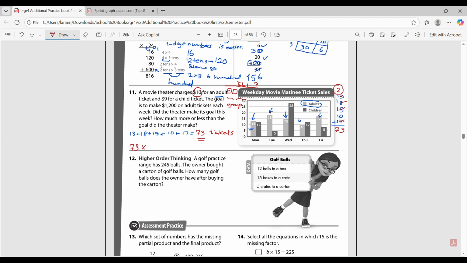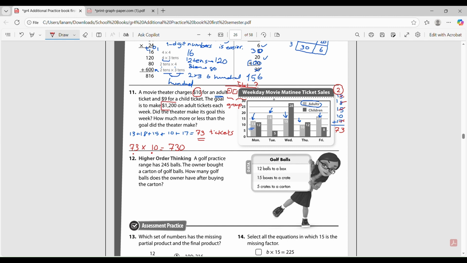Now I'm going to multiply in order to get the total amount of money that was paid for the adult tickets. So 73 multiplied by 10 is 730, because 73 multiplied by 1 is 73, and I just moved the 0. So $730.